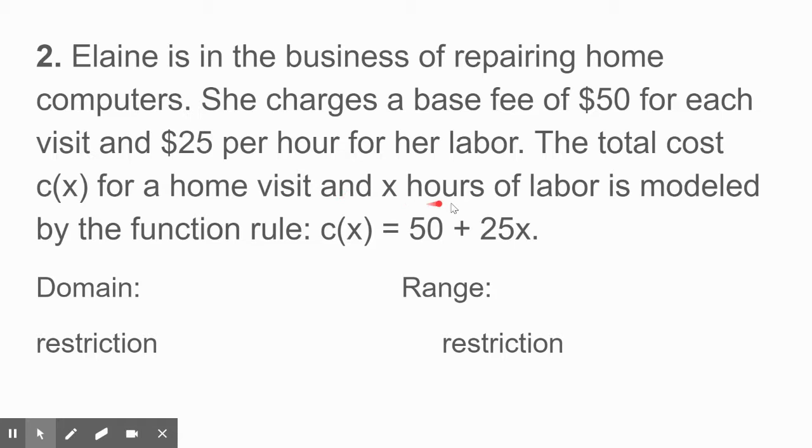Also, it says here in the problem, the home visit and x hours of labor. X hours of labor. X is normally the independent variable or the domain. So if she works more hours, she gets paid more times $25. To me, the domain, that's the number of hours. That's the independent variable. Now, what's the restriction on that?